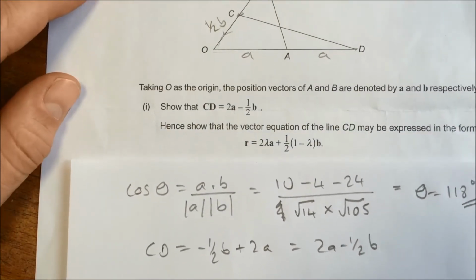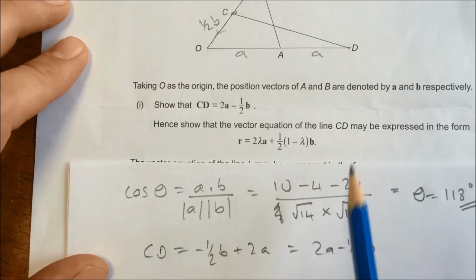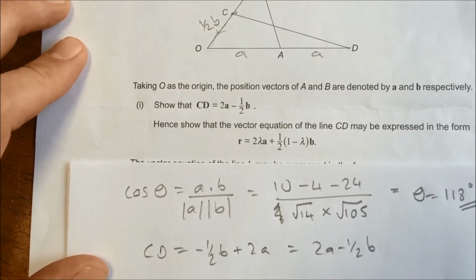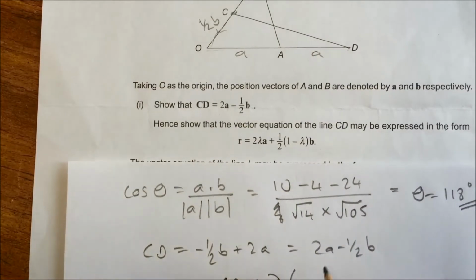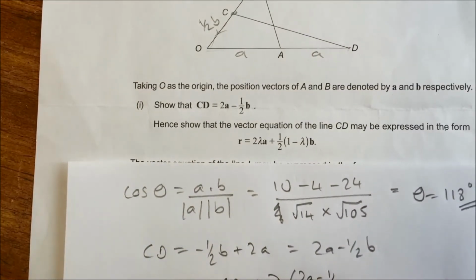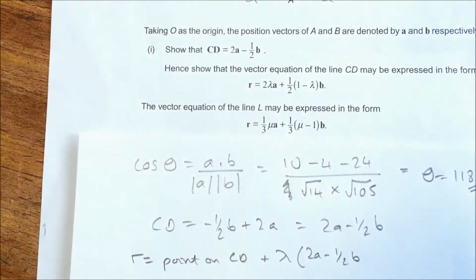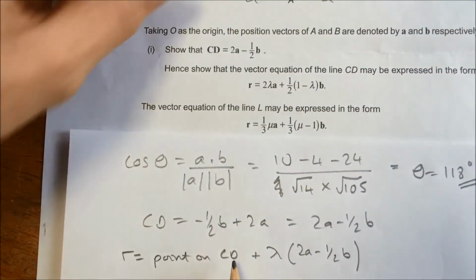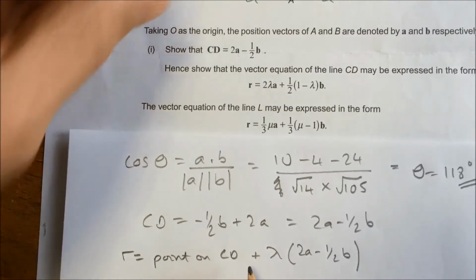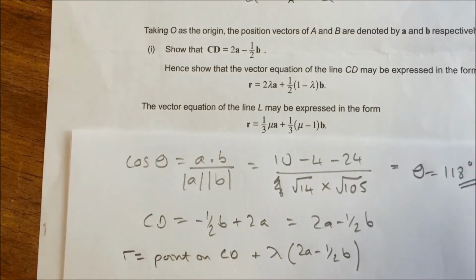Now, the second part. Show that the vector equation of the line CD may be expressed in that form. So the vector equation is any point on the line, so any point on CD, plus some scalar, lambda, some number, multiply the direction of it. And we've just worked out the direction of it. It's 2A minus a half B. Sorry, not in shot there. Just move it up.